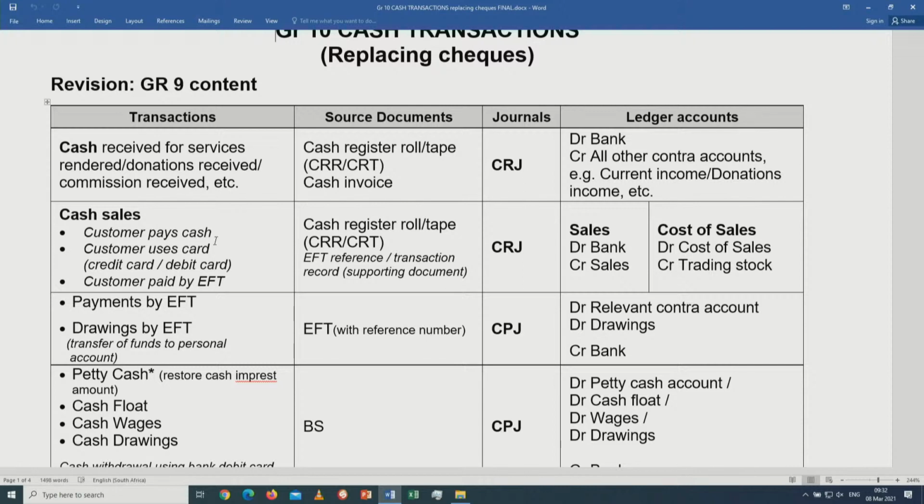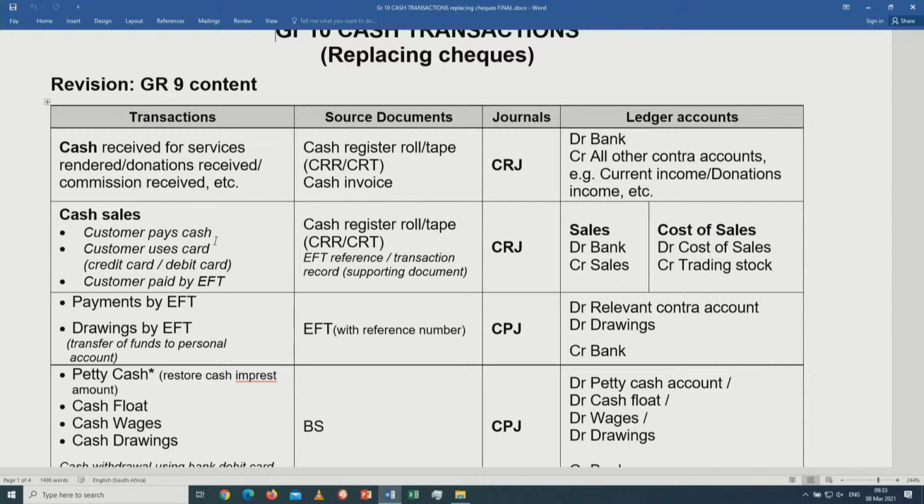Then let's see how cash sales go. With cash sales, it means you have sold for cash. Then the customer pays cash, or the customer can use the credit card or the debit card, or the customer can pay via EFT, which is electronic funds transfer. What is your source document in that case? Your source document can be the cash register roll or tape. Then the EFT reference must be there for the transaction recorded, which can serve as a supporting source document.